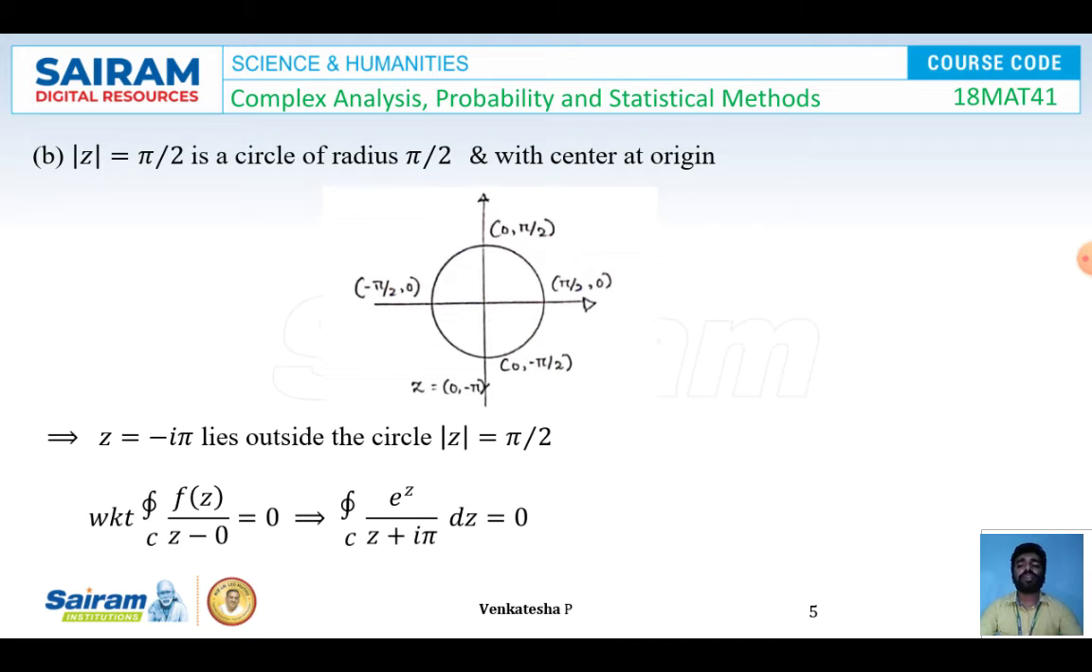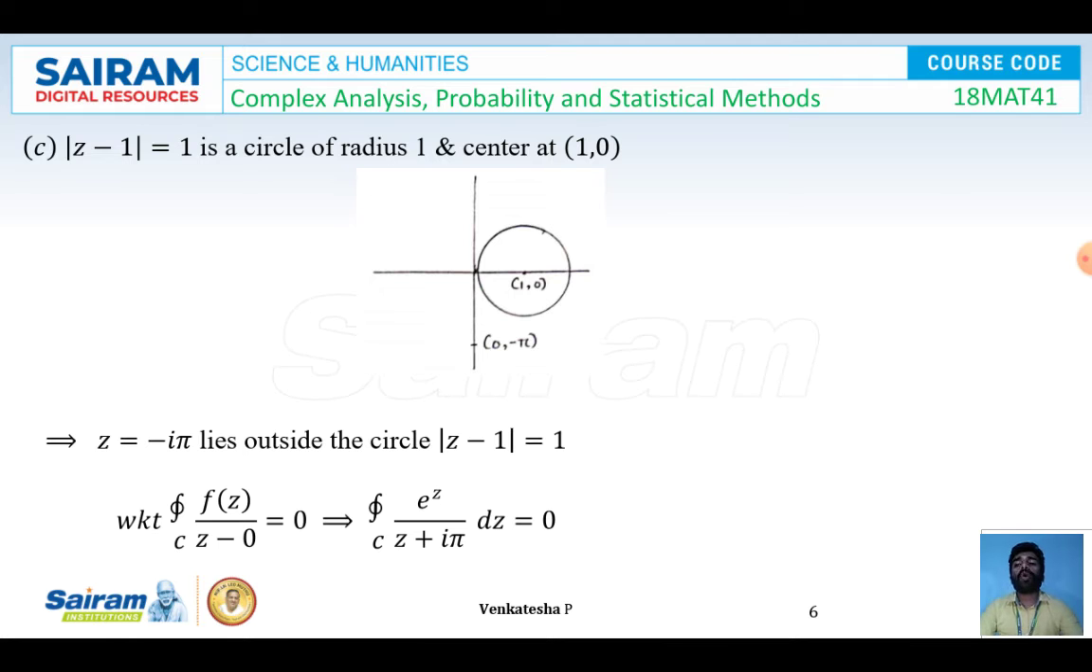Next one is mod z is equal to pi by 2, the circle of radius pi by 2 with center at origin. So now I plot a circle of radius pi by 2 with center at origin. So I got a graph like this. So now I am going to choose the point z is equal to 0 comma minus pi in this circle. So this point z is equal to 0 comma minus pi, which is coming in the negative y-axis, lies outside. So hence z is equal to minus i pi lies outside the circle, that is mod z is equal to pi by 2. Hence the formula gives 0. That is, the integral over C of f of z by z minus a into dz will be equal to 0. Hence I got the integral of e power z by z plus i pi into dz will be equal to 0.